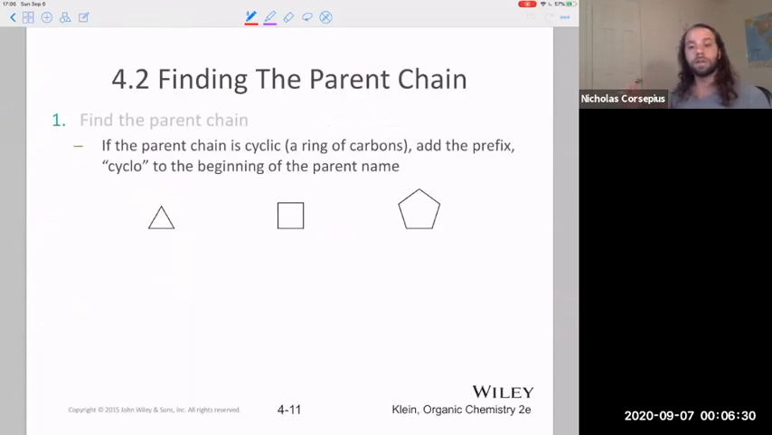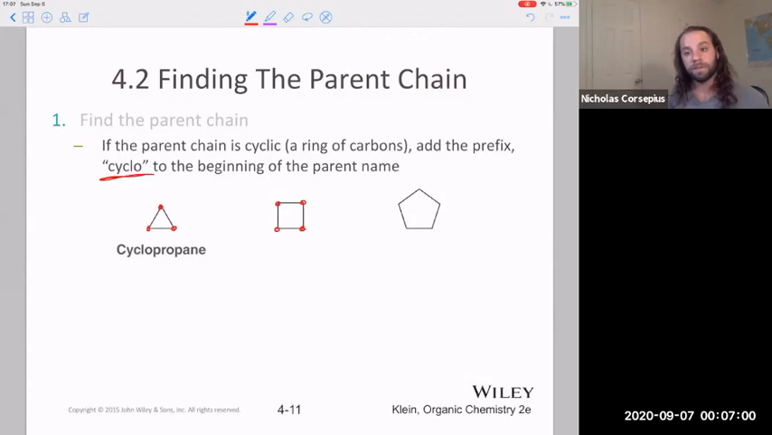The last thing I want to talk about, because we are going to be talking about cyclic alkanes as well in this chapter, is how we name cyclic alkanes, and those will all have the prefix cyclo at the beginning of the parent chain name. So this is 1, 2, 3 carbons. Do we remember what prefix is 3? So that would be prop or propane. So this is cyclopropane. Likewise, 1, 2, 3, 4.